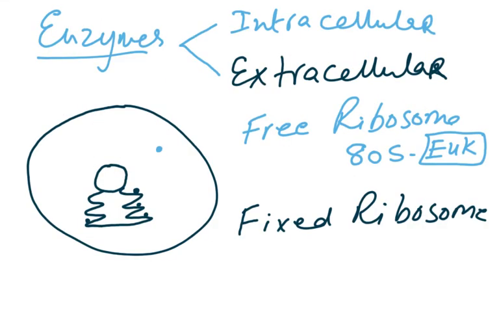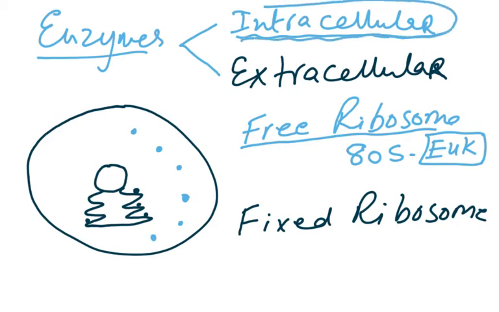Enzymes are of two types, intracellular and extracellular. Basically, intracellular enzymes will be made on the free ribosomes inside the cell. The free ribosomes present in the cytoplasm are the ones which are going to make the intracellular enzymes. Intracellular enzymes are those enzymes which work inside the cell.